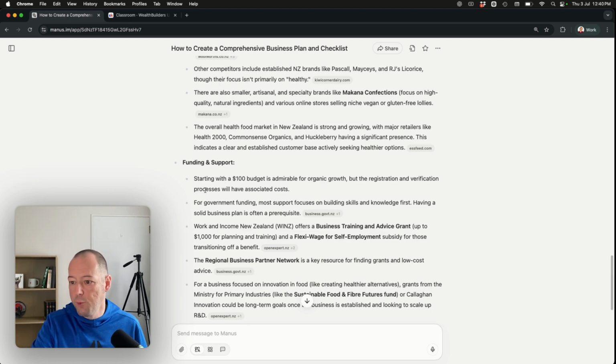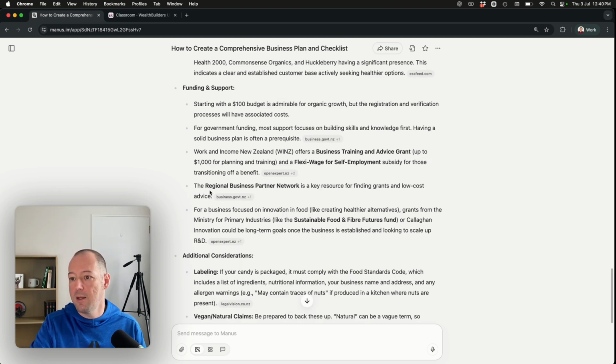And here I got the full framework I can actually build upon. And it even says about funding. Here, Work and Income New Zealand offers a business training and advice grant up to $1,000 for planning and training, and a flexi wage for support employment, a subsidy for those transitioning off a benefit.